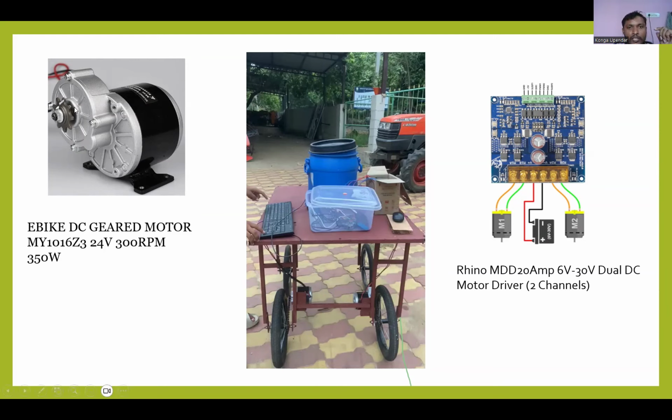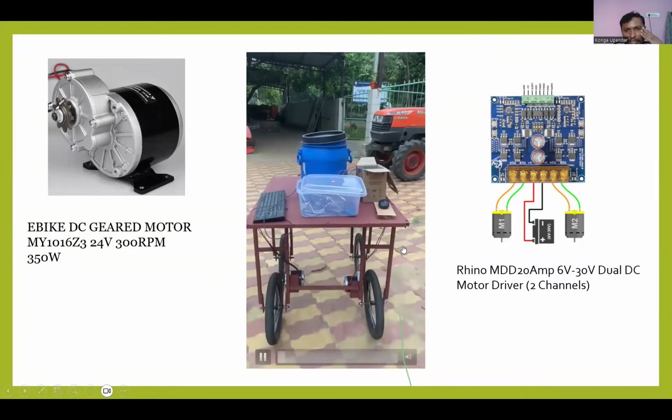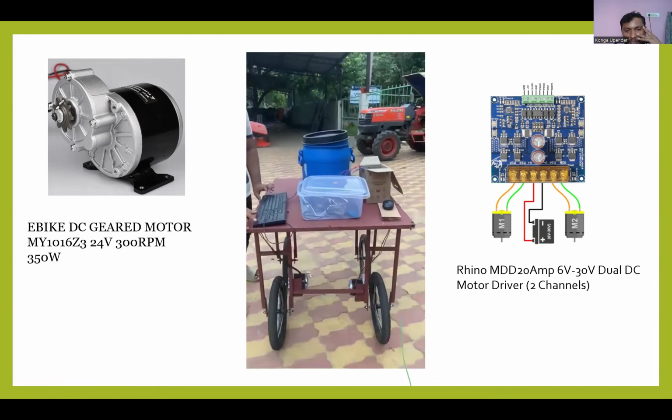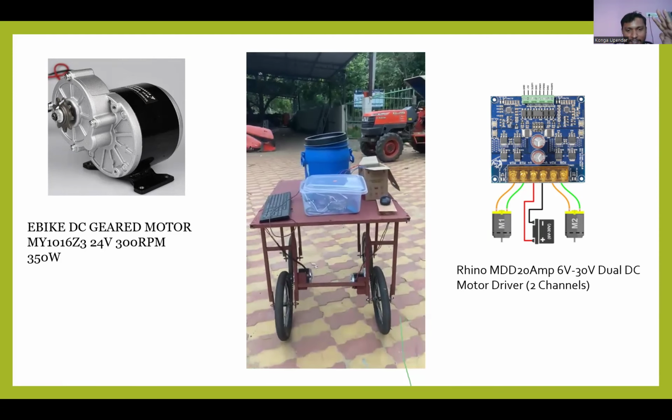For this DC geared motor, we need a motor driver. This motor driver is a 6 volt to 30 volt dual channel DC motor driver, for the two channels we have. So we are controlling these DC motors with our Raspberry Pi. We have programmed it. Our student yesterday demonstrated just the front end side.